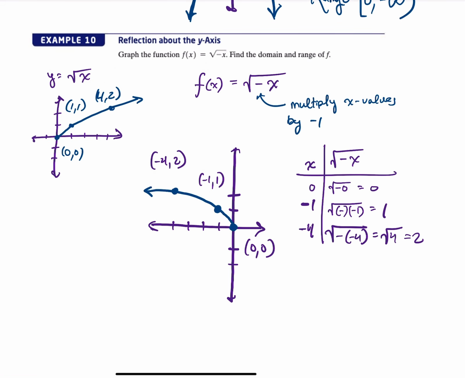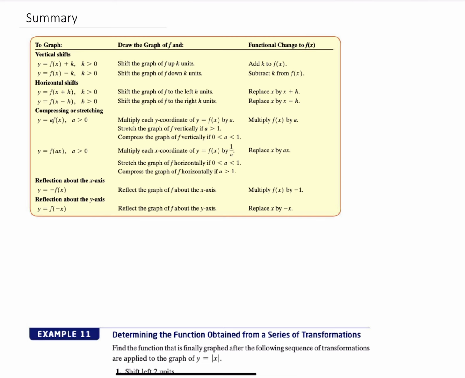All right, so let's bring it all together. They give us a nice summary.